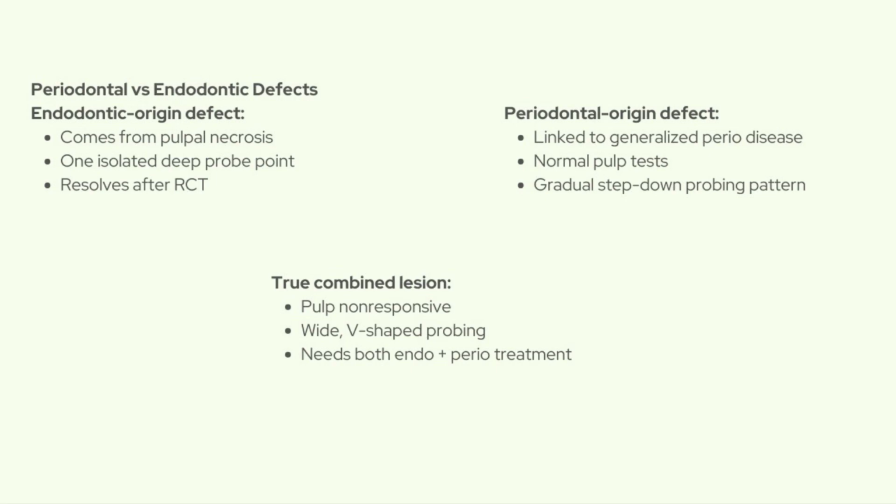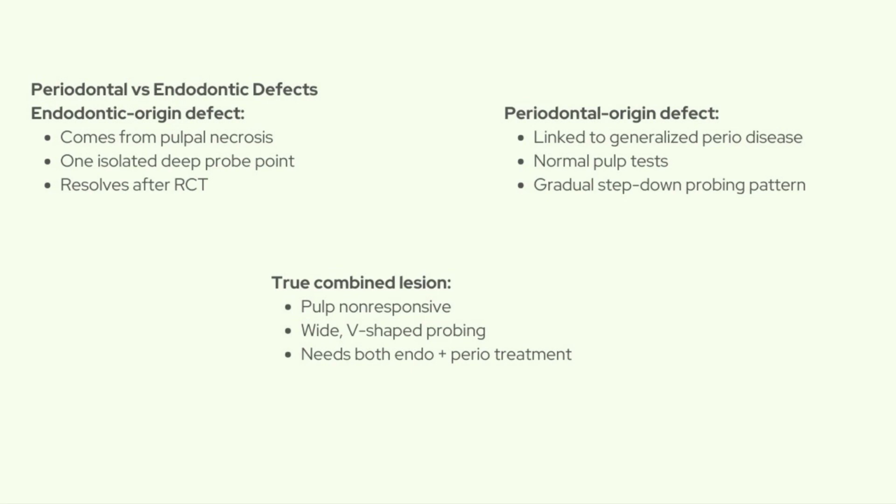Now, defects of true periodontal origin behave differently. These are associated with generalized gingivitis or periodontitis, and the tooth responds normally to pulp sensitivity tests. When you probe, you'll often feel that step-down pattern. The defect deepens gradually, then comes back up on the other side. And the big mishap here is when the clinician assumes these pockets are caused by pulpal issues and performs a root canal, which does nothing for a purely periodontal lesion.